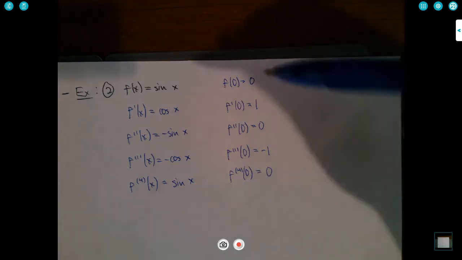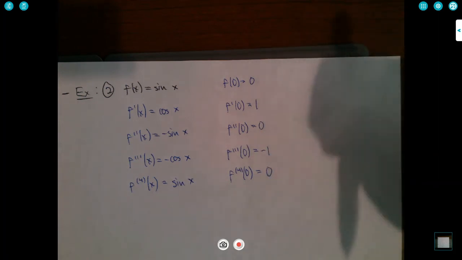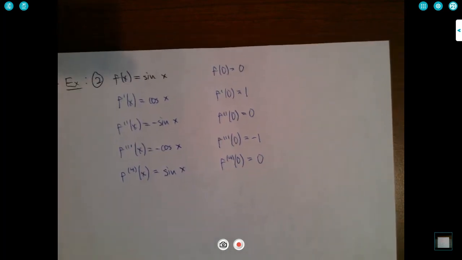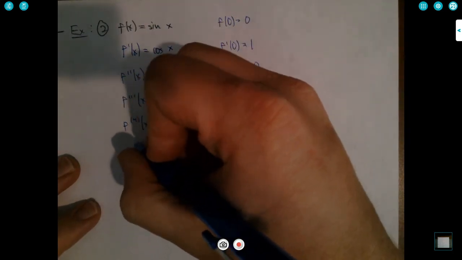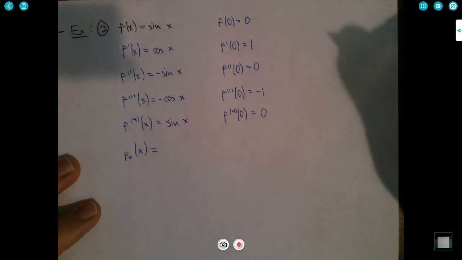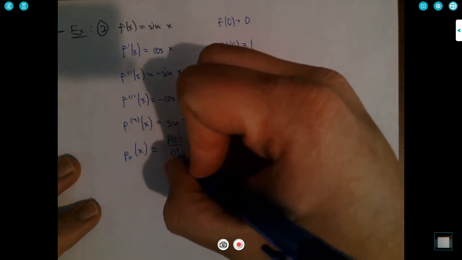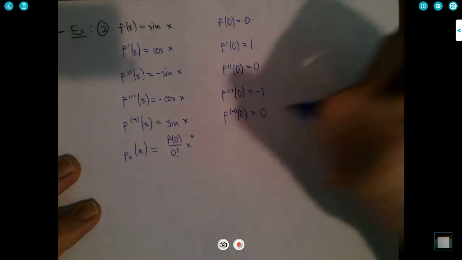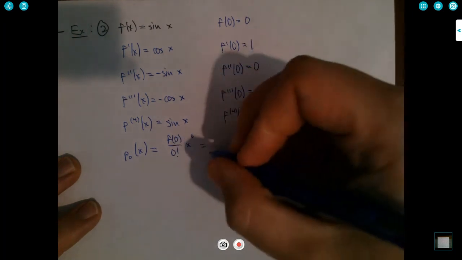Okay, so that's interesting. It alternates, right? 0, 1, 0, negative 1, 0, 1, 0, negative 1, and so forth. So, if we write out the first few Maclaurin polynomials, we could say P0 of x is f of 0 divided by 0 factorial times x to the 0. In this case, f of 0 is 0, so this whole thing is 0.